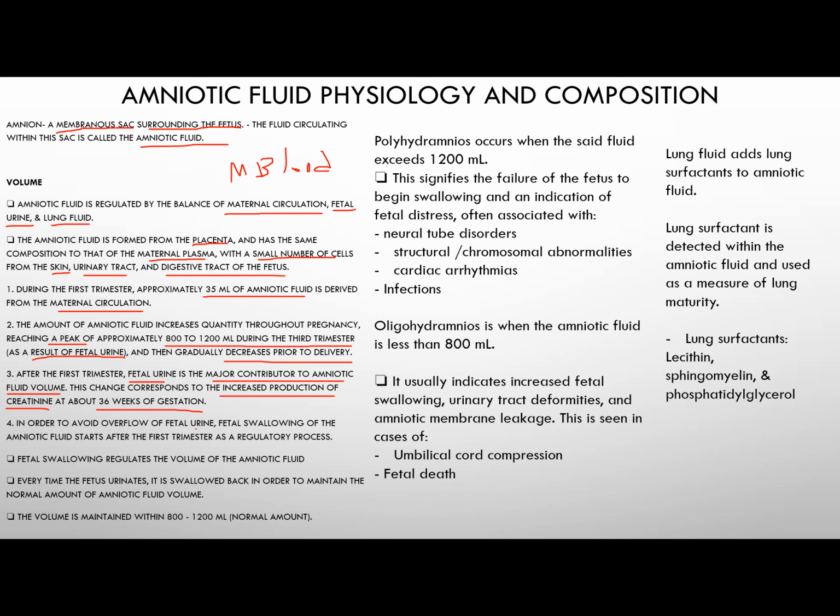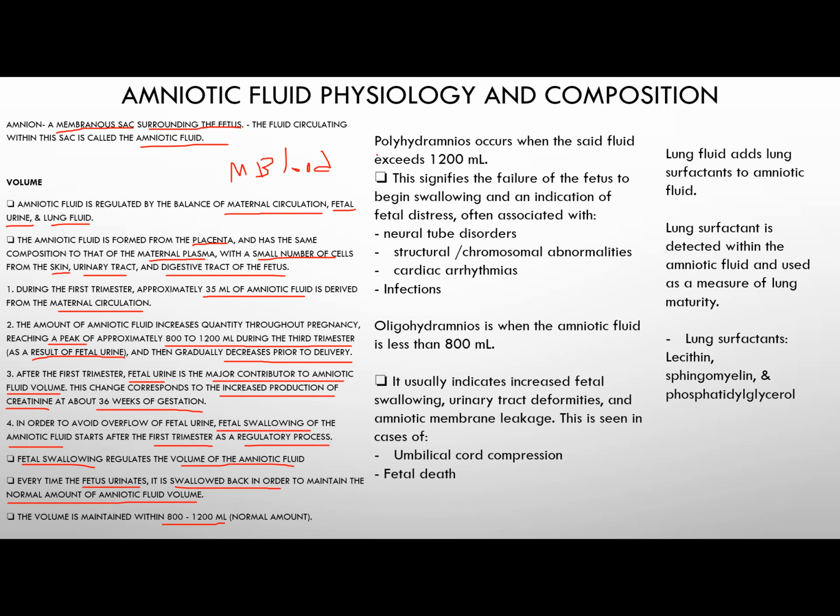In order to avoid overflow of fetal urine, fetal swallowing of the amniotic fluid starts after the first trimester as a regulatory process. So fetal swallowing is the one that would control or regulate the volume of the amniotic fluid. Every time the fetus urinates, it is swallowed back in order to maintain the normal amount of amniotic fluid volume. So imagine that when we were fetuses, every time we would urinate, we would swallow it back. And that's how you would maintain amniotic fluid. So the normal value before delivery at the third trimester is 800 to 1200 ml.